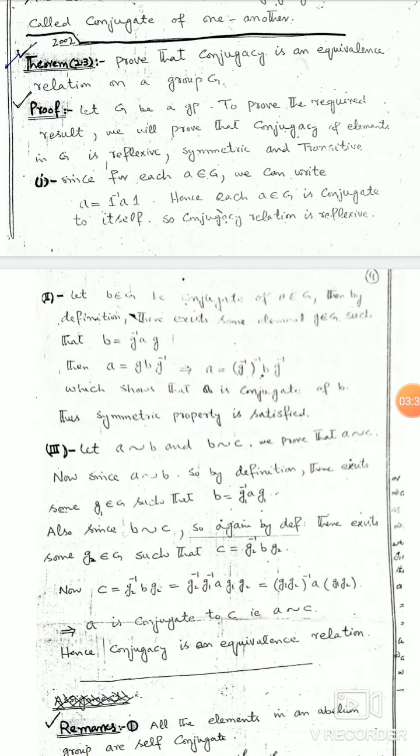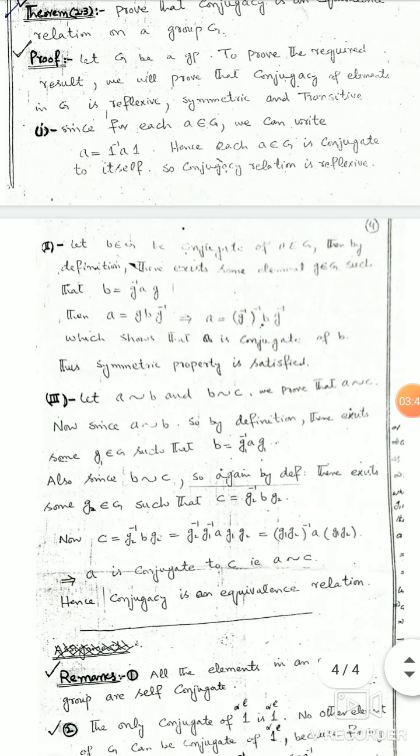Number 2, if b is conjugate to a in G, then by definition there exists an element g belonging to G such that b is equal to g inverse a g. Then a is equal to g b g inverse. This implies that a is equal to (g inverse) whole inverse b g inverse, so a is conjugate to b. Thus the symmetric property is satisfied.